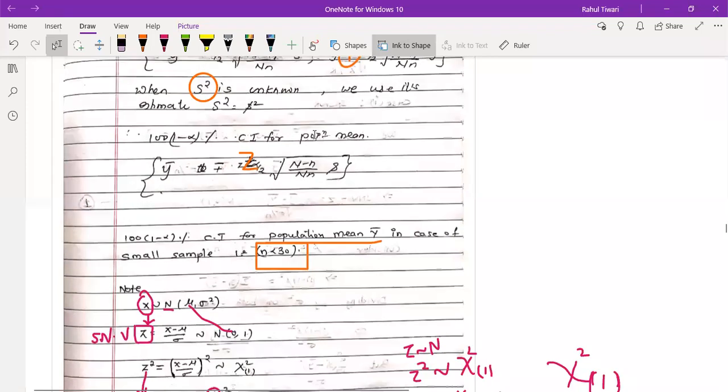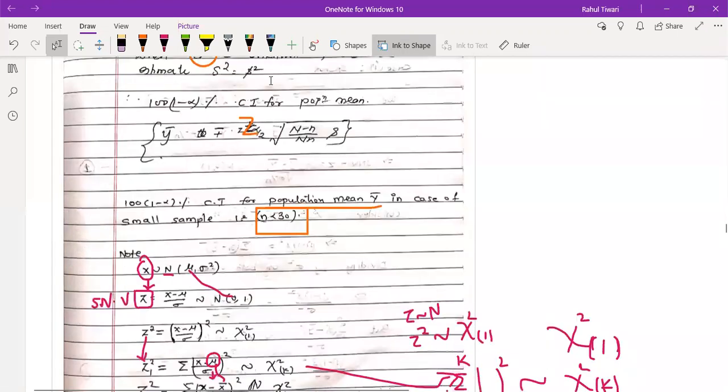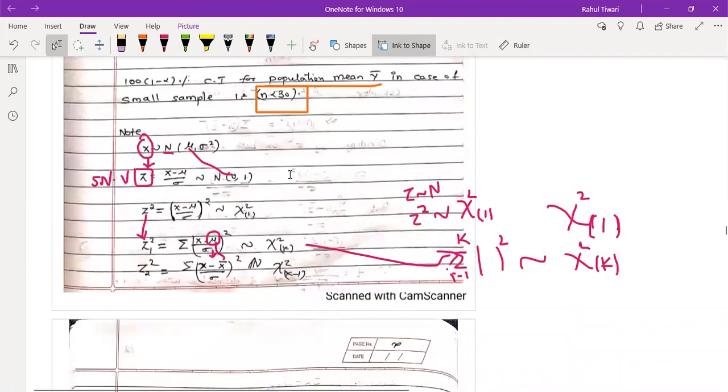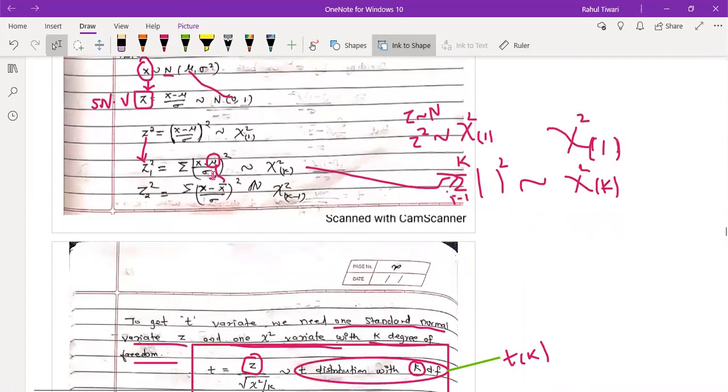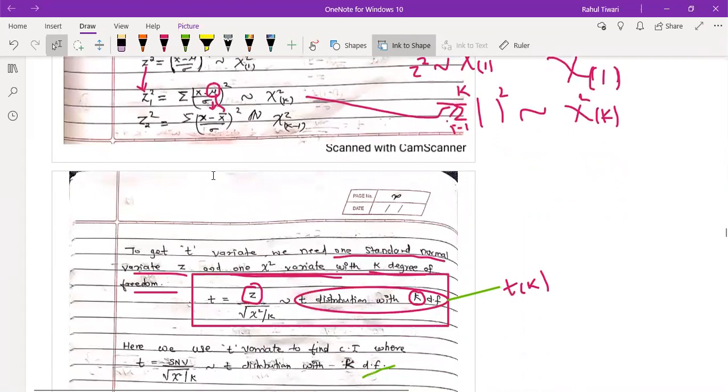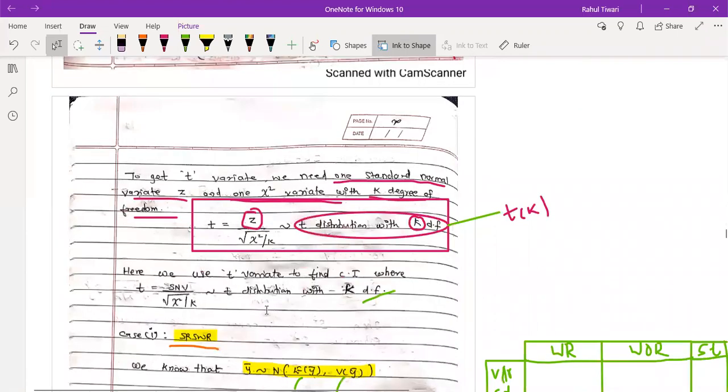So that was related to when sample size is large. But if it is small, then we know that it follows the t distribution. This is just the expression which I have shown you, but this is just for your knowledge. It is not required to write in an examination. Just know this result. This result is important.